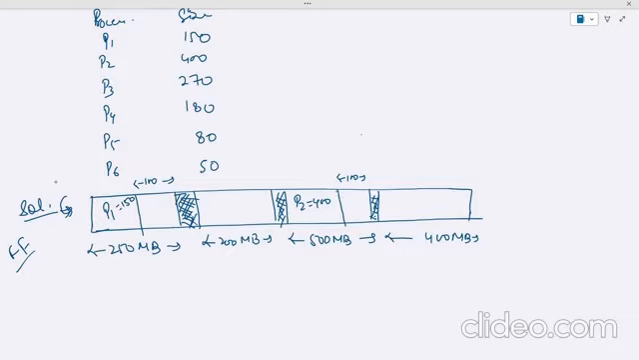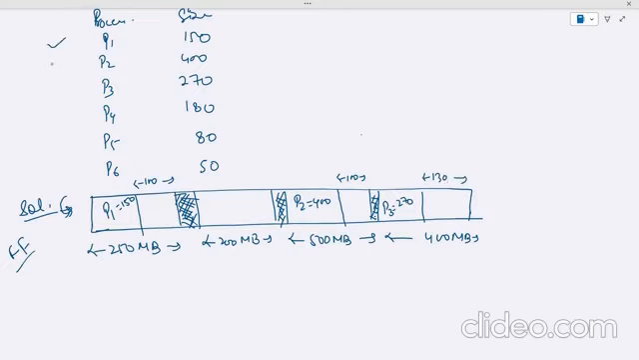Now P3 starts from the beginning. 100 MB of space is left in this block. Definitely P3 cannot occupy this space, because P3 needs 270 and we have only 100. In the second block, same thing, limited space: P3 needs 270, we have only 200. In the third block there are 100, and P3 needs 270, so definitely we cannot. Now the last block has 400 MB of space, and P3 is of size 270, so definitely P3 will get this block. The space left is 130 MB.